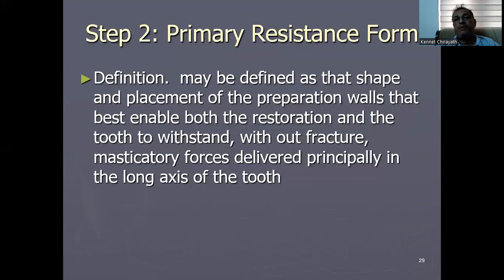Now comes the primary resistance form. It may be defined as that shape and placement of the preparation walls that best enable both the restoration and the tooth to withstand, without fracture, the masticatory forces delivered principally in the long axis of the tooth. So the resistance features resist the masticatory force. The cavity should be prepared in such a way that it withstands the masticatory force without fracture. That is known as resistance features.